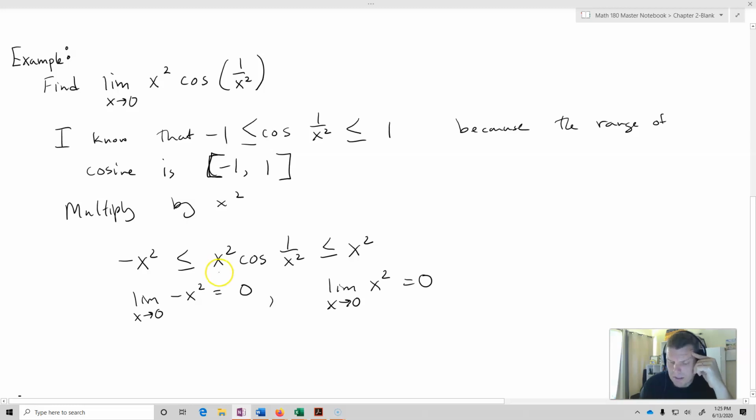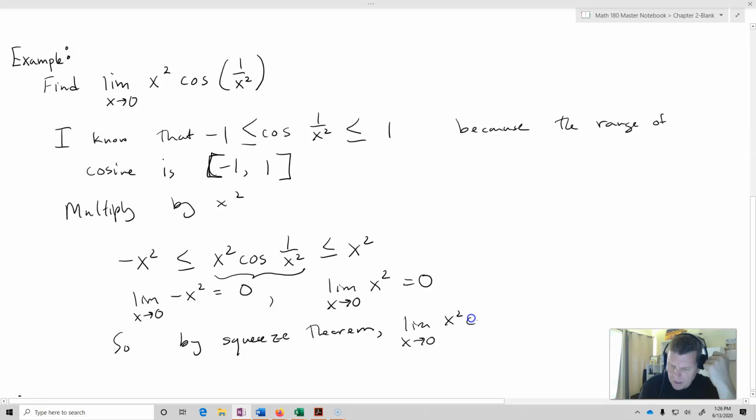Well, there it is. So this one is right in the middle. That's my g of x. So by the squeeze theorem, the limit as x approaches 0 of x squared cosine 1 over x squared is equal to 0. All I used was that theorem. That theorem said that if I can prove that I've got the two functions on either side of my g of x, and they have the same limit, both equal to 0, then the limit of my middle function has got to be the same.